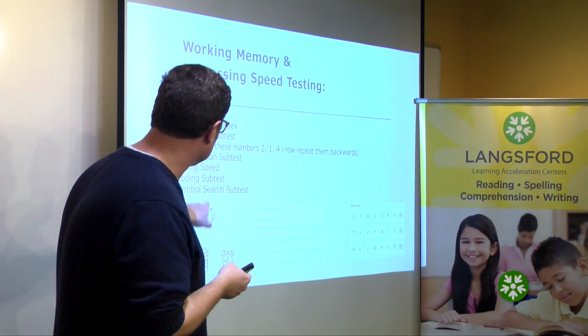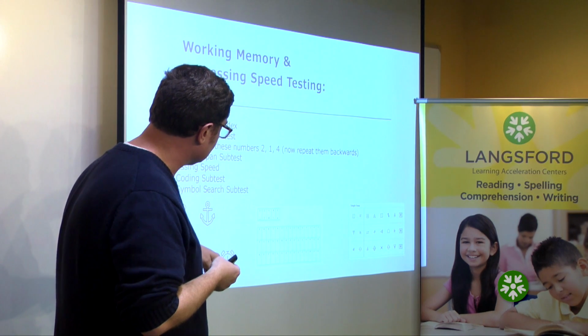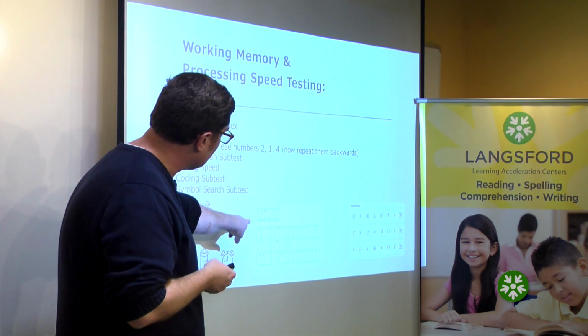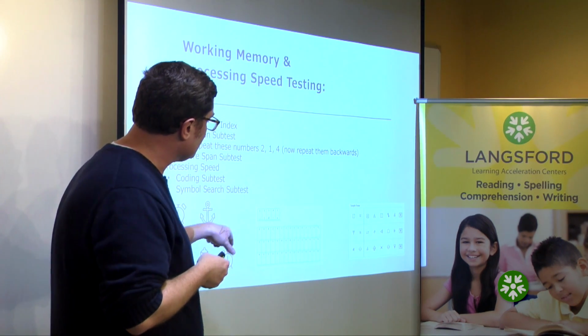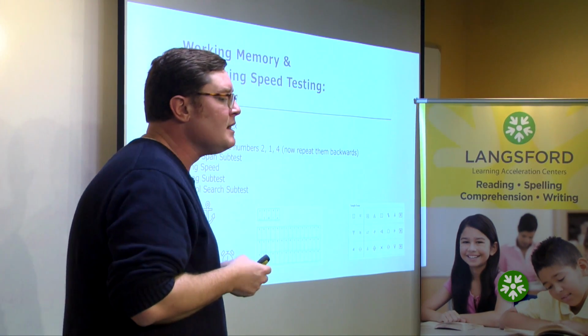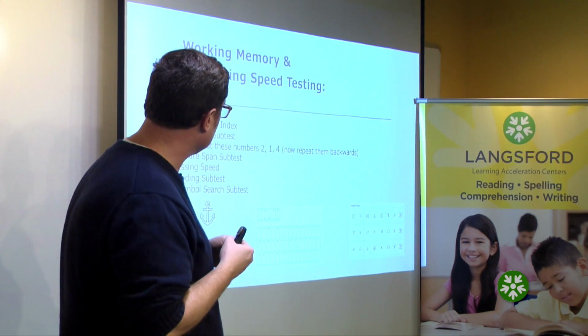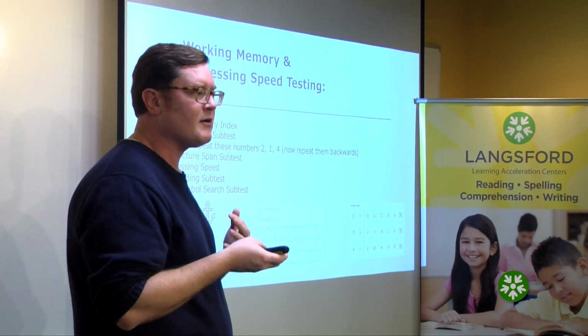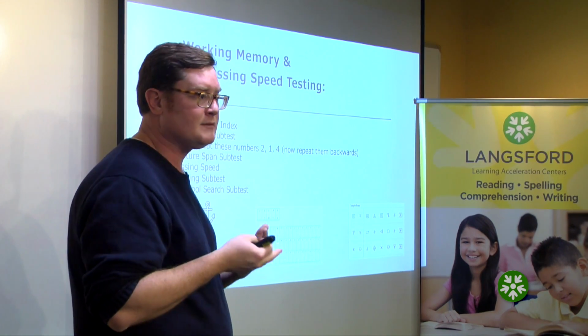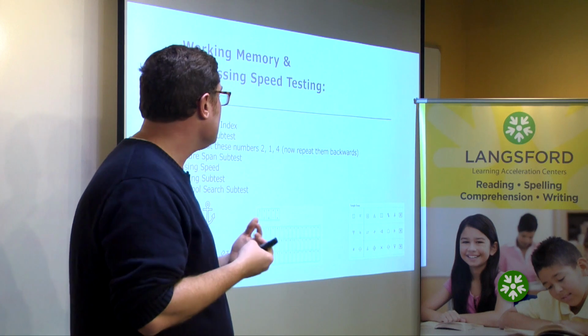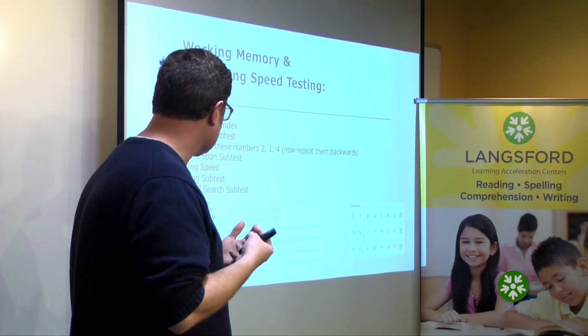On the coding subtest, each number corresponds to a different symbol, and the child has to quickly draw the symbol that corresponds to that number. So this is not really looking at how quickly they read or how quickly they do math problems, but more overall cognitive speed. How quickly can they work on a more rote kind of task?